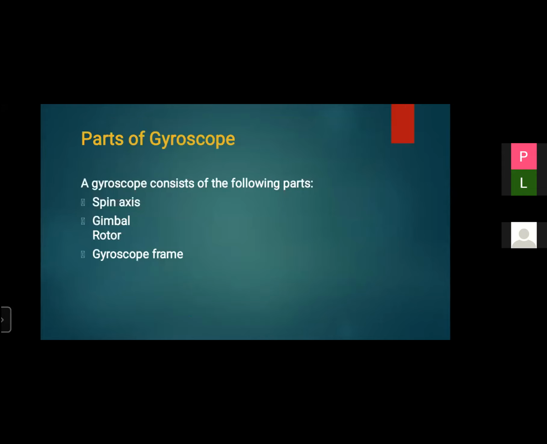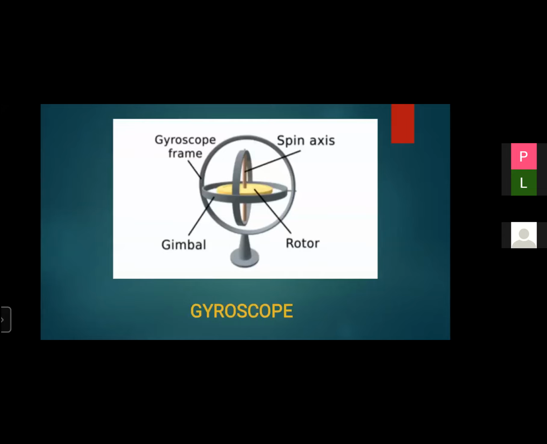Next, the parts of a gyroscope. There are 4 parts in a gyroscope: spin axis, gimbal, rotor, and the gyroscope frame. These 4 parts can be seen in this picture: gimbal, rotor, spin axis, and the gyroscope frame.